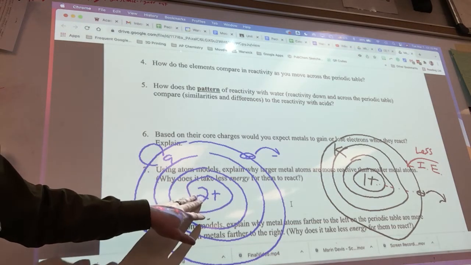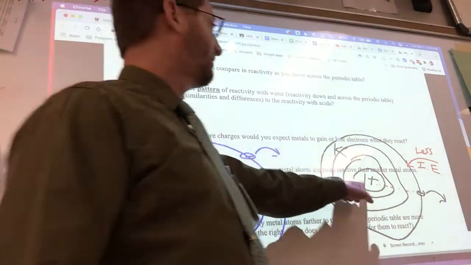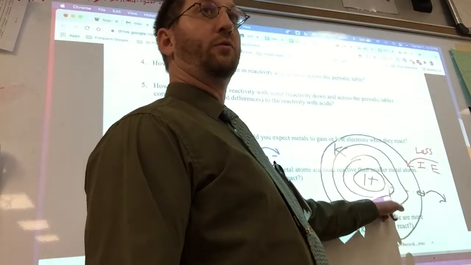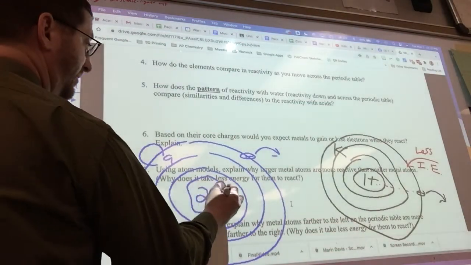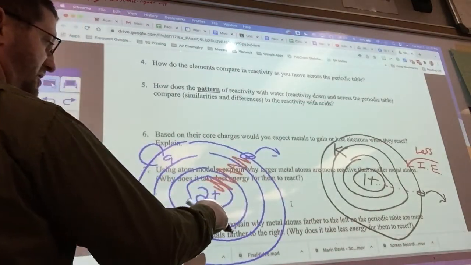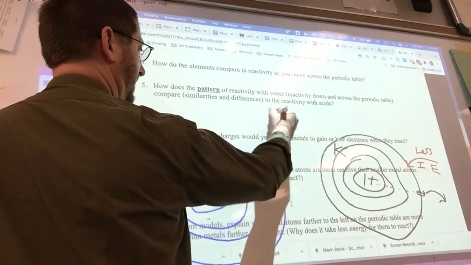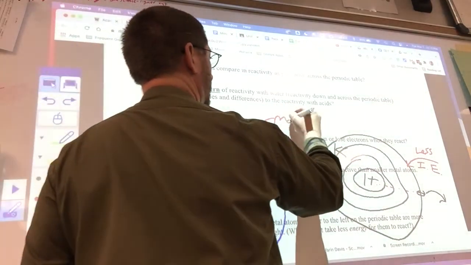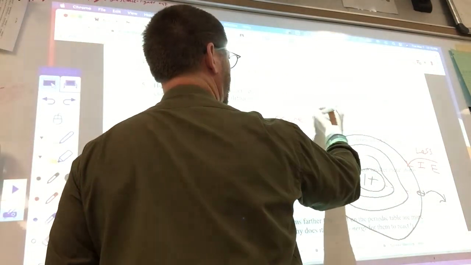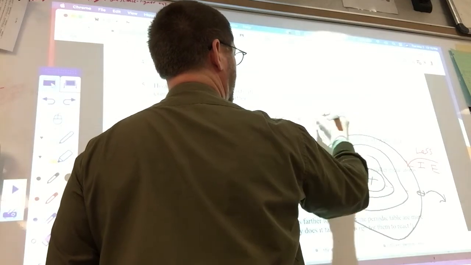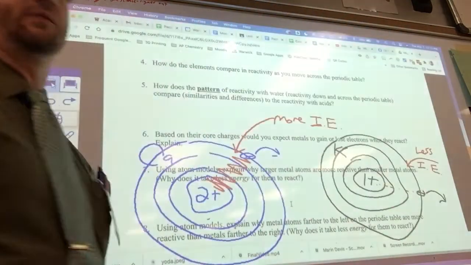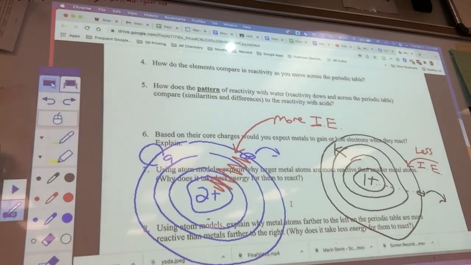Yeah, there's more attraction between a +2 and a negative than a +1 and a negative. So this is still a really weak attraction here, whereas calcium has 2 times the attraction because it's a +2 charge attracting that negative, so it'll take more energy to ionize, more ionization energy. Yeah, it seems like Coulomb's law totally explains that trend as well.